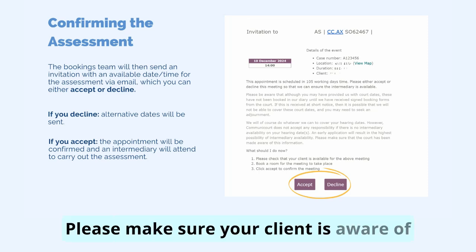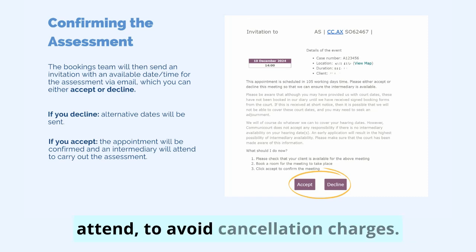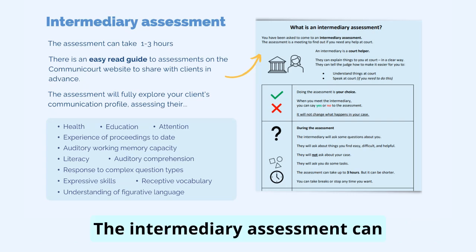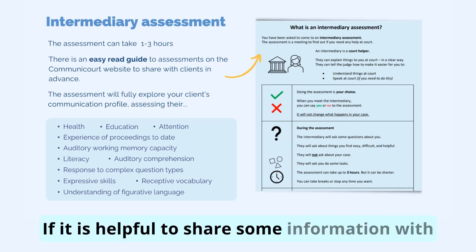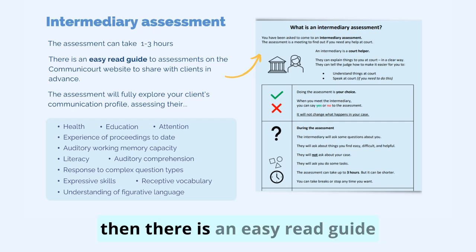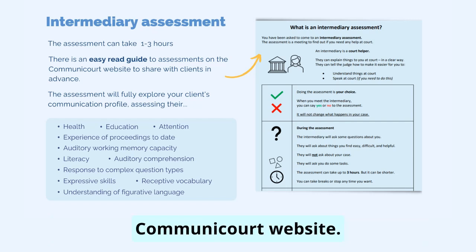Please make sure your client is aware of the date and time and has confirmed they can attend to avoid cancellation charges. The intermediary assessment can take between 1 and 3 hours. If it is helpful to share some information with your client about the assessment beforehand, then there is an easy read guide to the assessment process available on the Communicourt website.